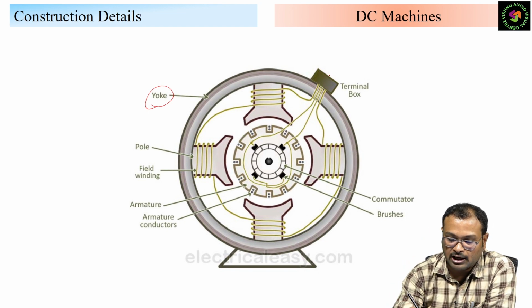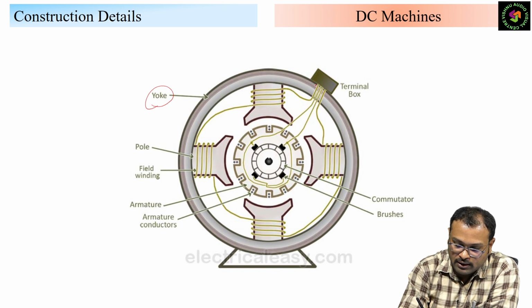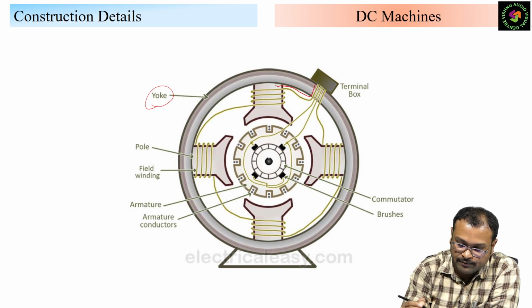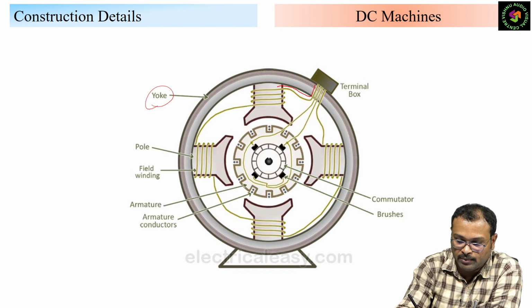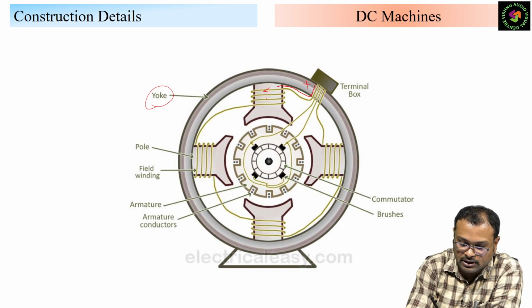So if you observe, these are the terminal blocks. Whatever I am drawing, this one is the field winding. Suppose I consider the current is going from here. So this is the positive winding, so we are giving positive current. Current is going in this direction. Again, it will come back, so it will go in this direction.